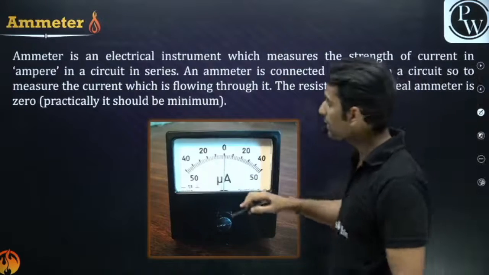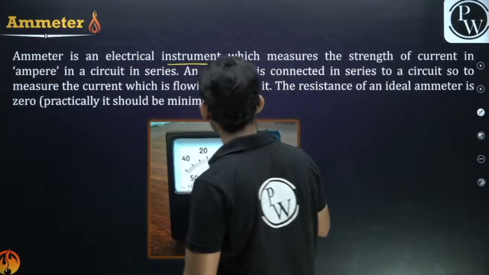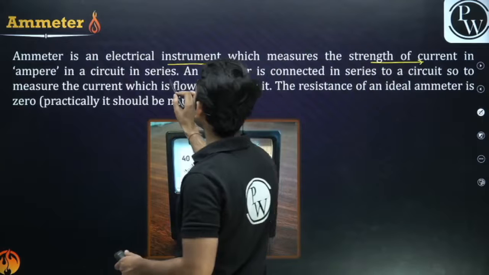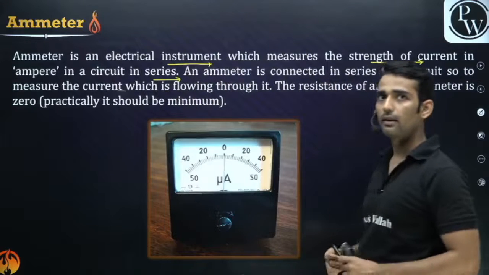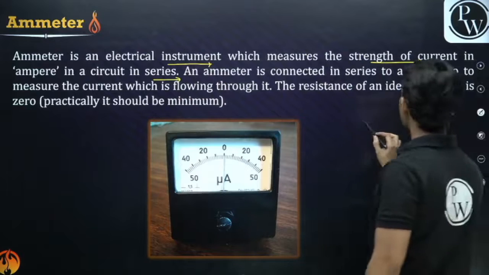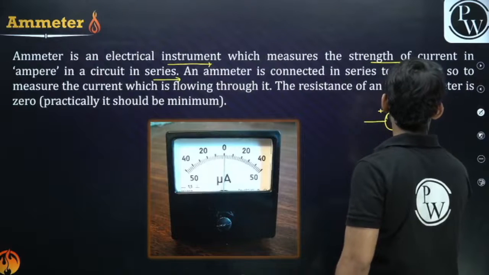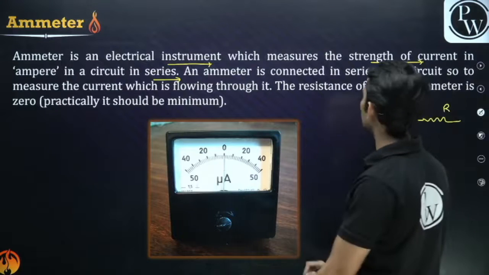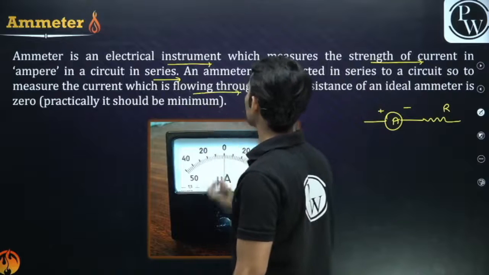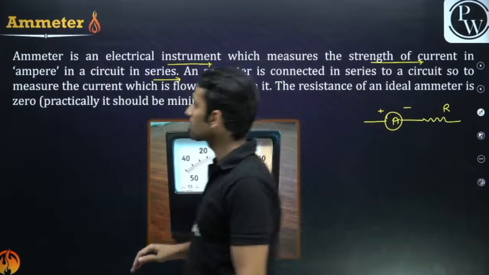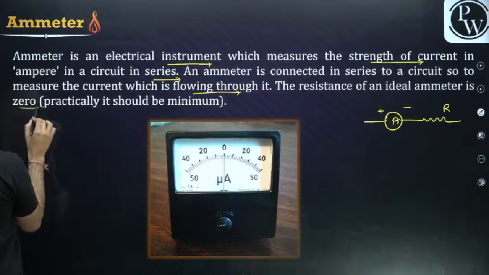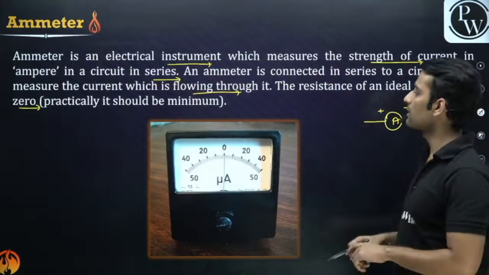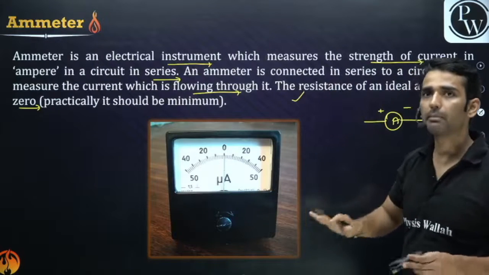If you want to measure the current, we use an ammeter, guys. Ammeter kind of looks like this. Microampere is the unit. So it measures the strength of current in ampere in a circuit, in series. So we connect the ammeter in series, right? For any appliance, we use a resistor, and we can connect an ammeter in series to the circuit to measure the current flowing through it, right? So the resistance of an ideal ammeter is 0, guys. We don't want it to have any resistance. It should be minimum. Okay.